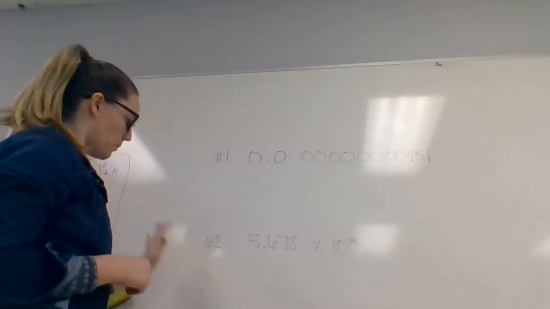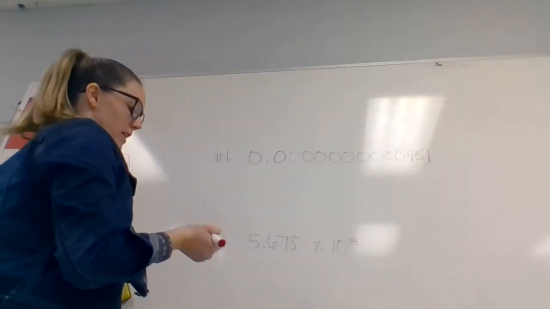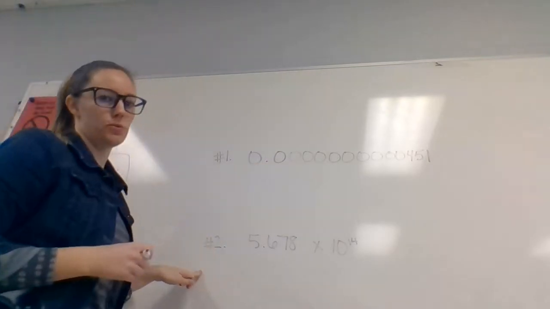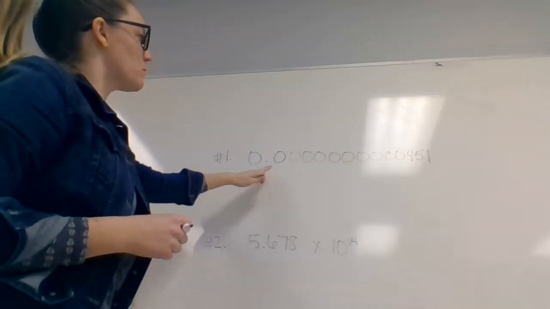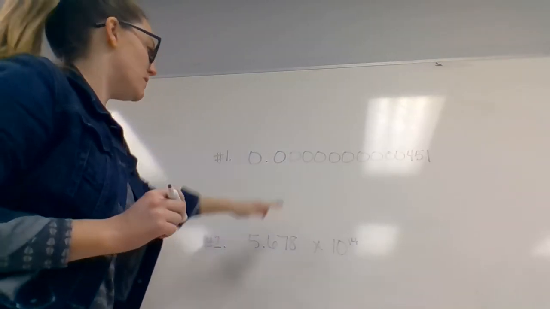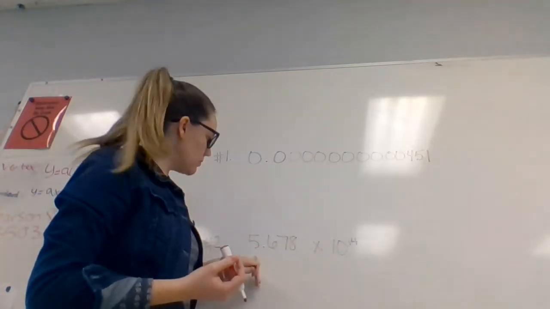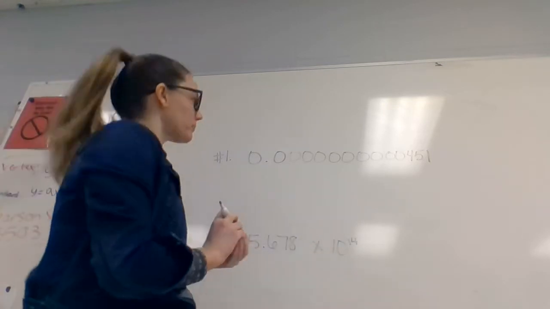This is questions numbers 1 and 2 from the test. So we're trying to get number 1 into scientific notation, and we're trying to get number 2 into standard notation. So let's start with number 1. We're trying to go to scientific notation, meaning we want something that looks like number 2. We want a decimal, or a single digit decimal, I should say, with 10 to the something power.